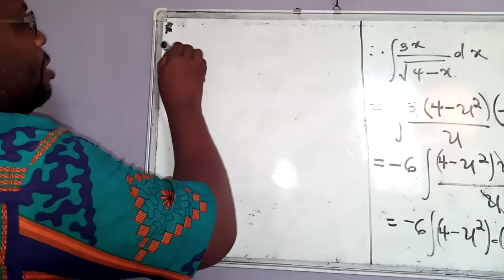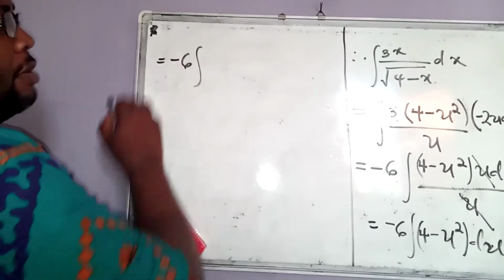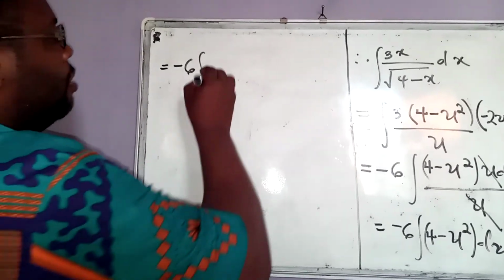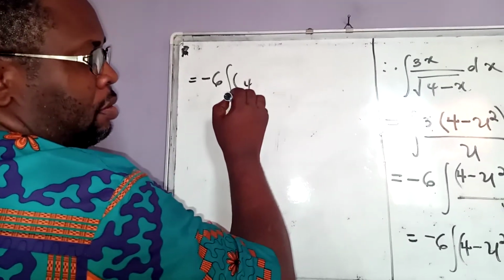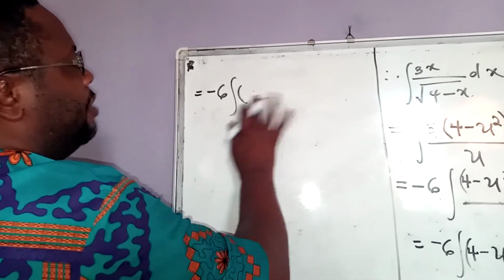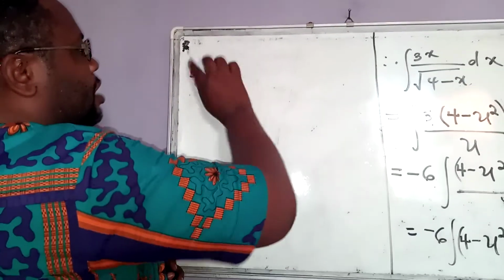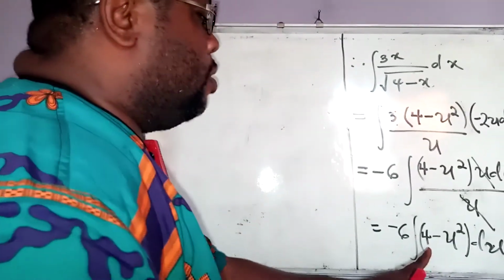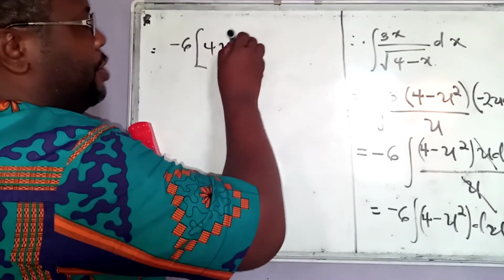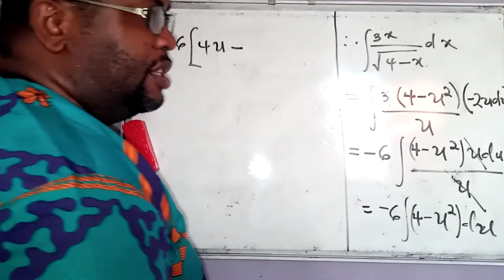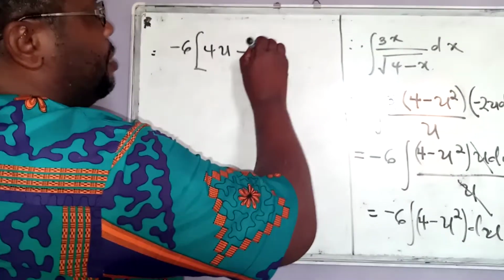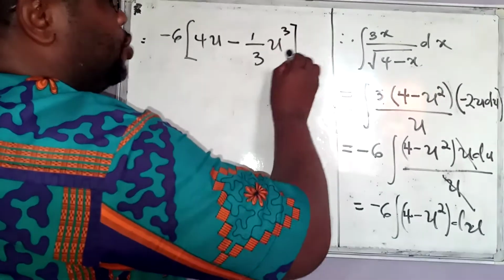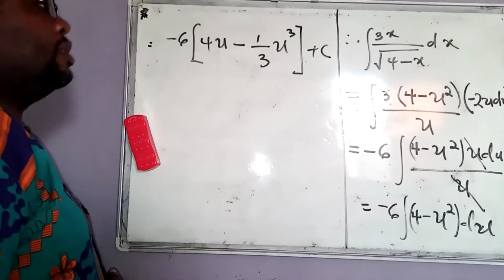So this now becomes equal to minus 6 integral of 4. Now we can do the integration. It becomes minus 6, I open up that. The integral of 4 is simply 4u minus. What then becomes the integral of u squared? It's simply going to be 1 over 3 u cubed, since 2 plus 1 is 3. And then, of course, we can always add our constant of integration.